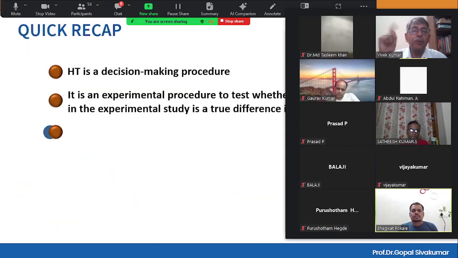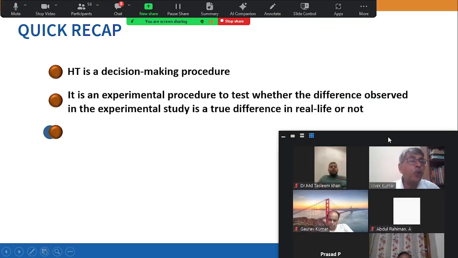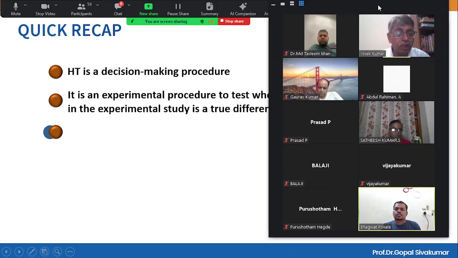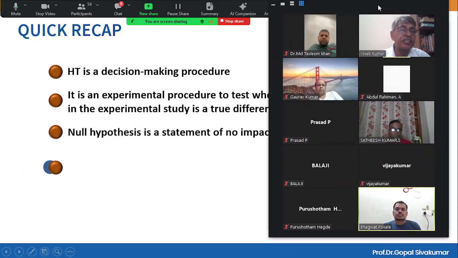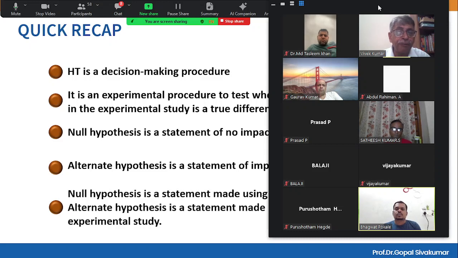So, hypothesis testing is a decision-making procedure. It is an experimental procedure to test whether a claim about a difference is a true difference or not. Null hypothesis is a statement of no impact. Alternate hypothesis is a statement of impact.